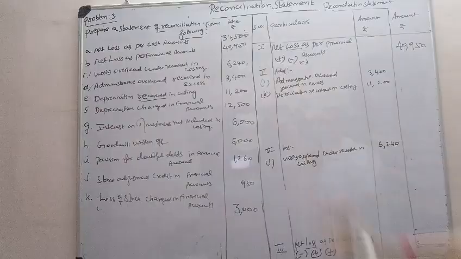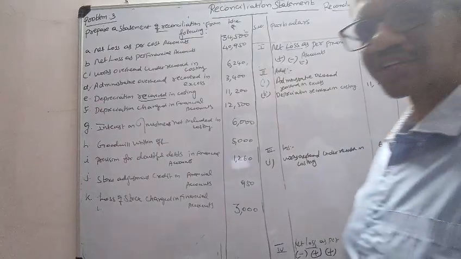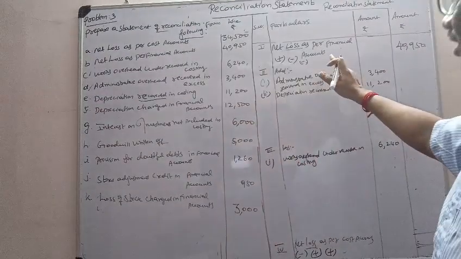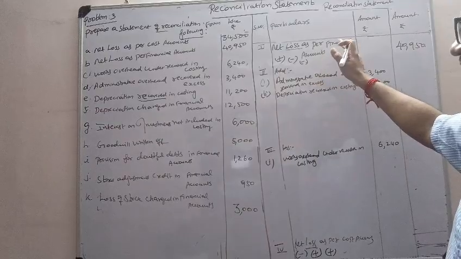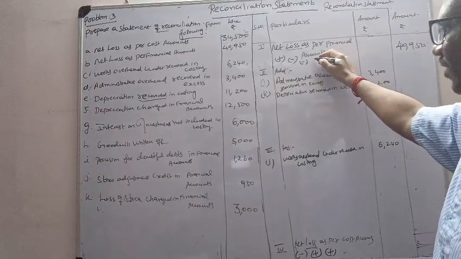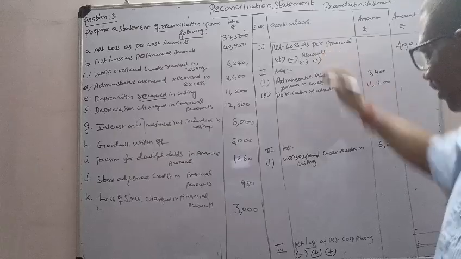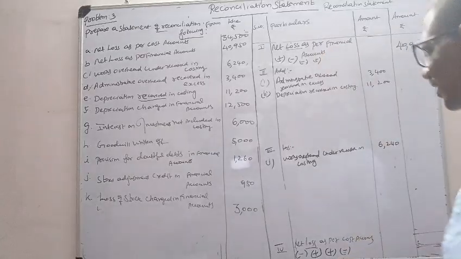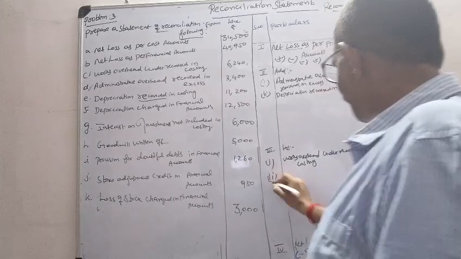Next, depreciation charged in financial accounts. Depreciation charged in financial accounts in the sense, loss level increases or decreases? Loss level increases in financial accounts. In cost accounts it decreases. So minus.